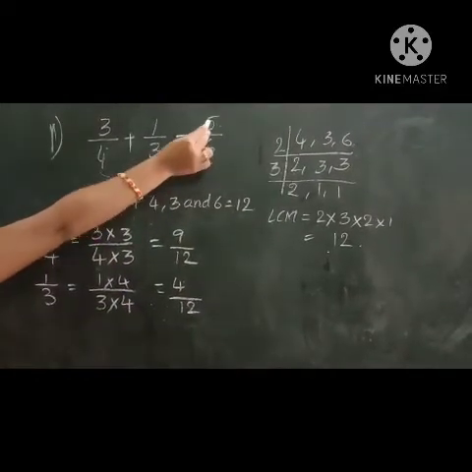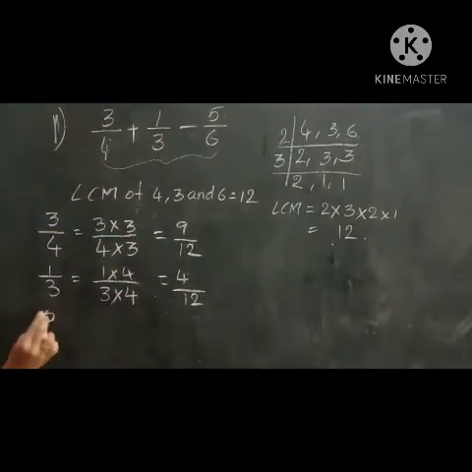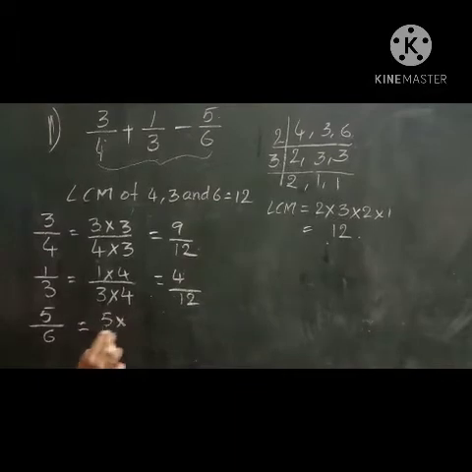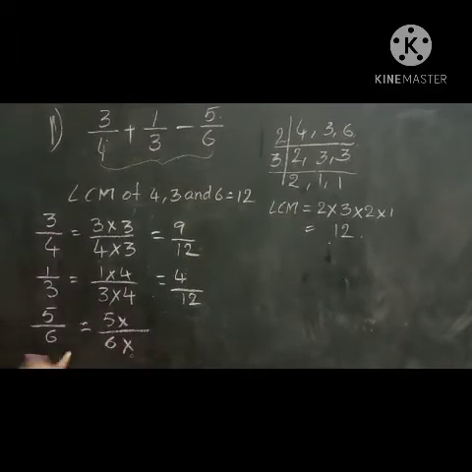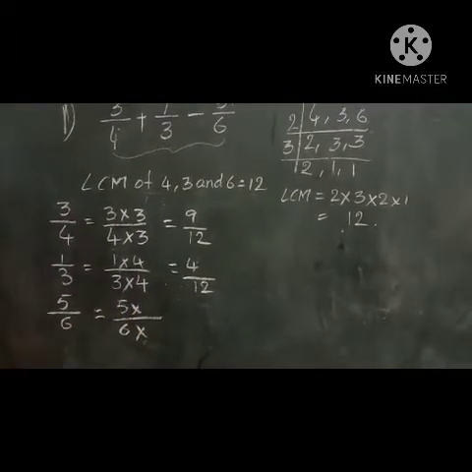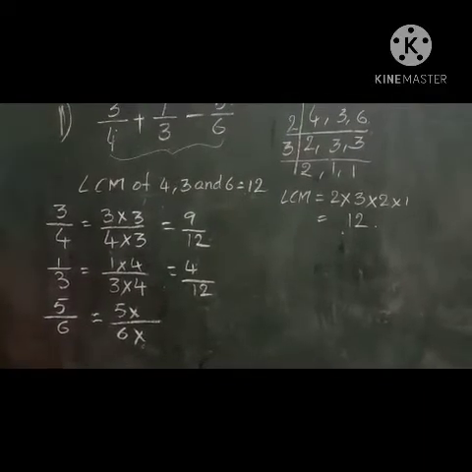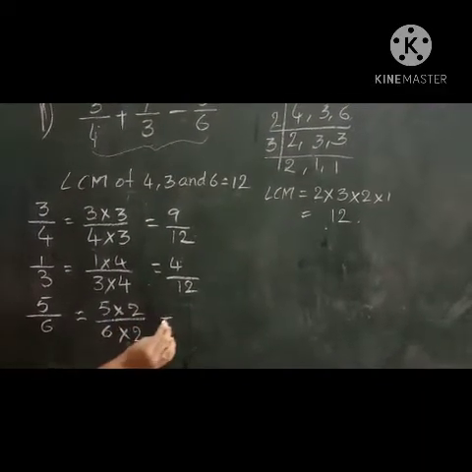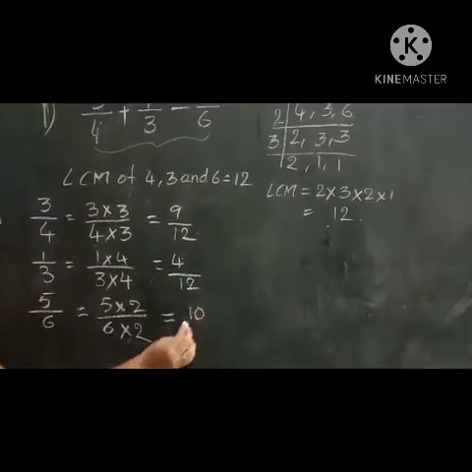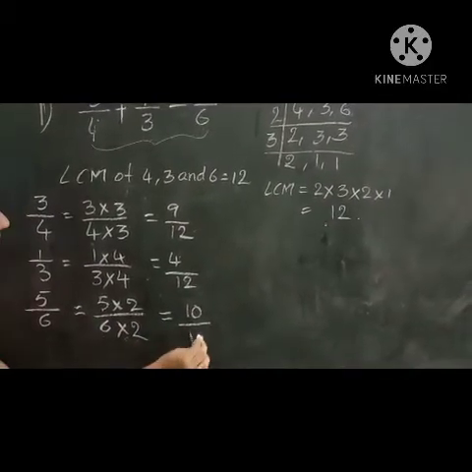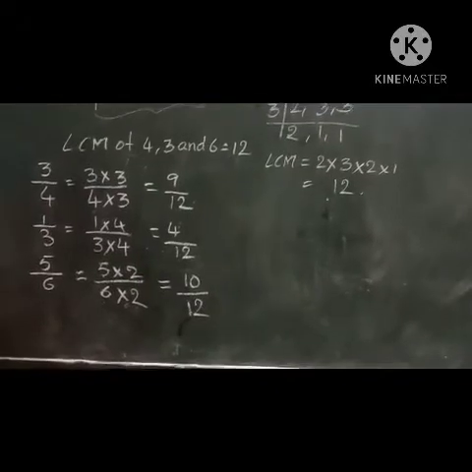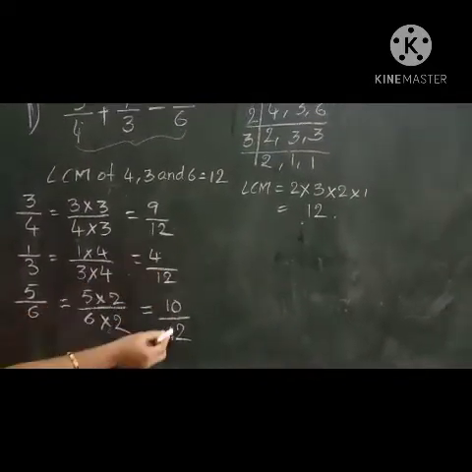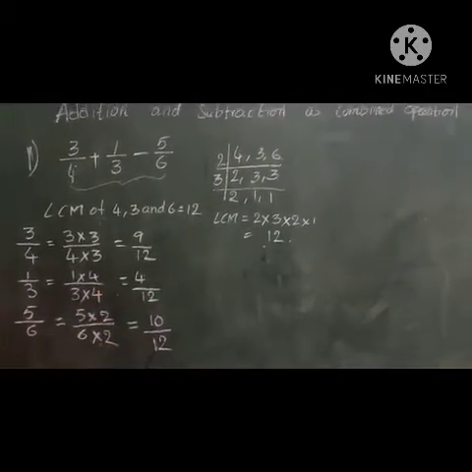Next number, how much? 5 by 6. 5 by 6 equals 5 into 6 into. In the 6 table, is 12 there or not? Tell me, children. Yes, very good. How many times? 2 times. Write 2, 2. 5 2s are 10. Next, 6 2s are 12. Okay, now see children, here the denominators are the same. What are the denominators here? 12. So the denominators are the same.